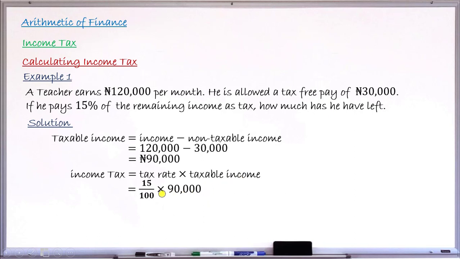If this is done correctly, you now have 13,500 naira. This would now be the amount of tax that the government will collect from the earnings of this worker. So the question asked how much he has left.